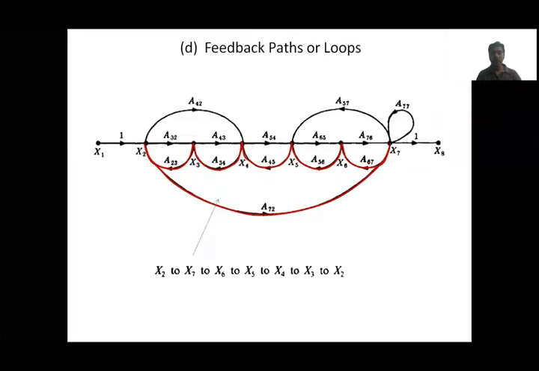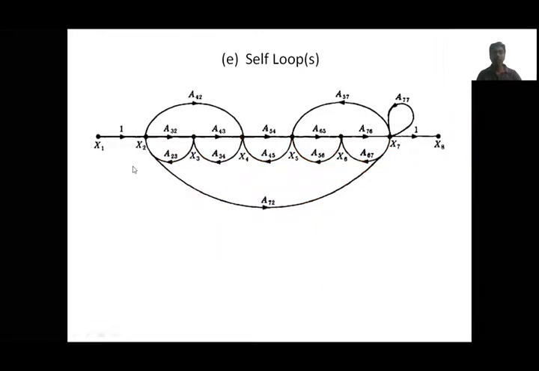This is again one more loop. So from this node it came to this node and this node, and they reach the same node. This is the self loop.